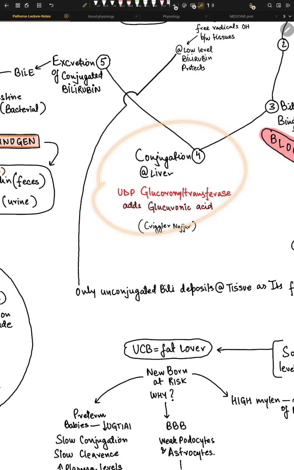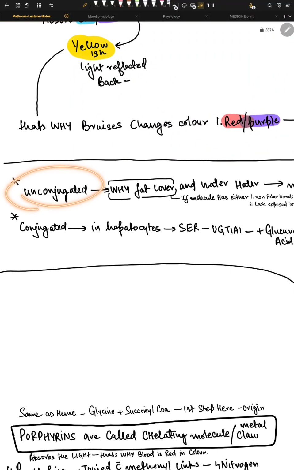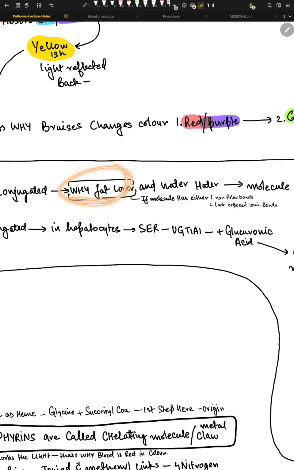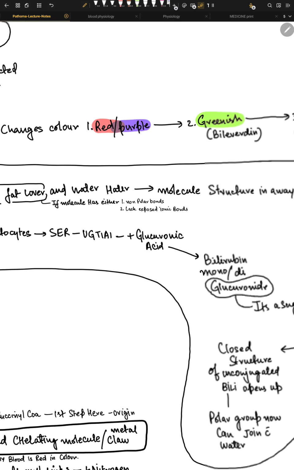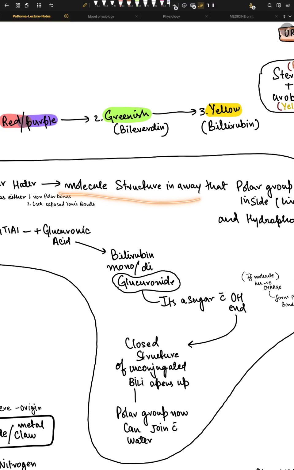Now I want to go a little bit deeper inside this conjugation, what conjugation really is and how it really happens. So this unconjugated bilirubin, why is it even fat-loving, why is it fat soluble? First question is this. Second question is why is it a water-hating molecule, something called hydrophobic? Why is it even hydrophobic? That's a basic question. We should understand that. To understand that, we should know about the structure of bilirubin, right?